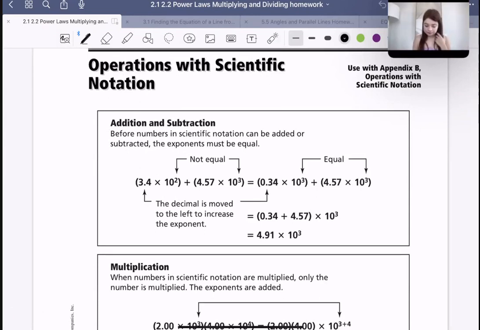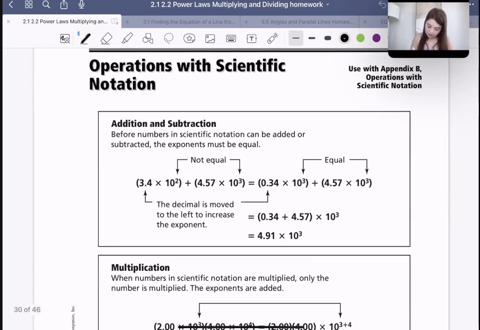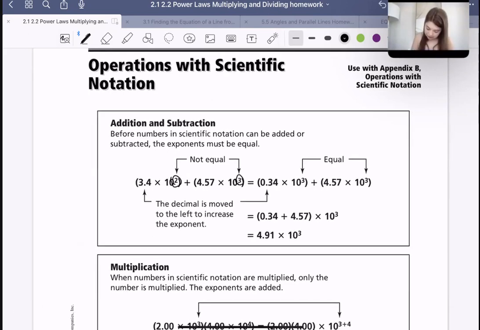Well, before numbers in scientific notation can be added or subtracted, the exponents must be equal. Now, why is that? That's because if the exponents are not equal, then the place values are not going to be the same, and we're going to get a completely incorrect answer. So you might notice that this 10 squared and this 10 cubed are not equal. So we actually have to change one of these out of scientific notation by moving this decimal place over to the left to increase the exponent.